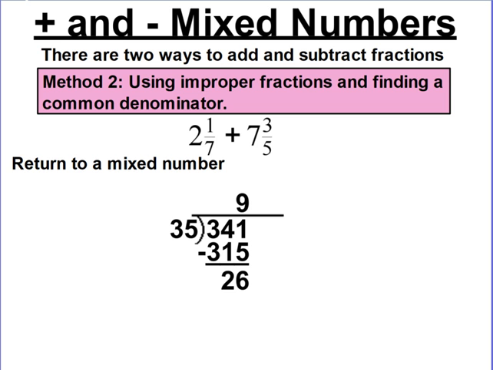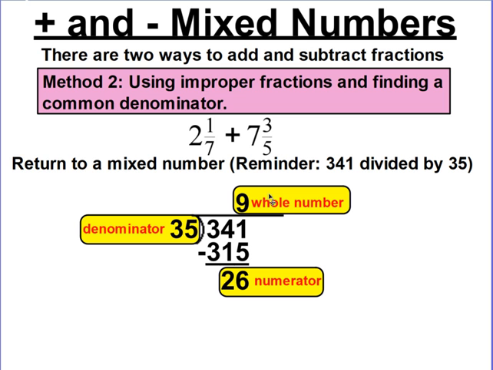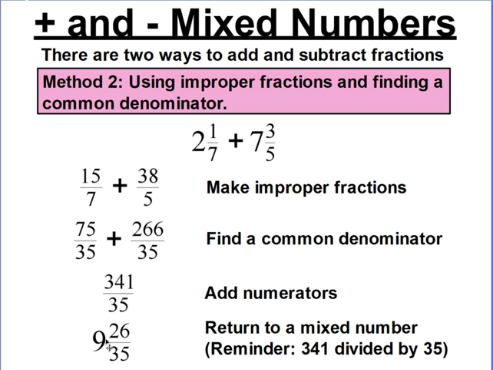Okay? So let's talk about which one's which. The top number, the quotient, is the whole number in your answer. And then the remainder and the divisor are going to be the parts of your fraction. The remainder is the numerator. The divisor is the denominator. So when we put this all together, it's going to say 9 and 26/35. Okay, and that's our final answer, 9 and 26/35.